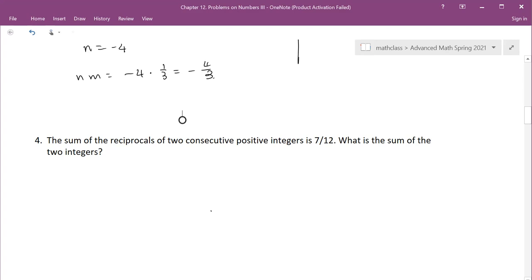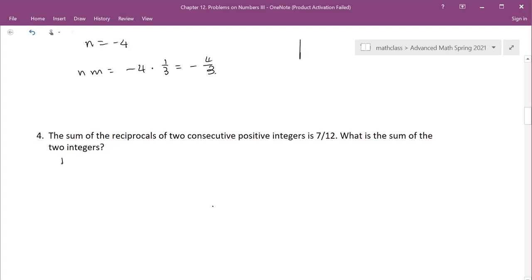So let's try to do it in a couple of ways. One is n plus, this is the sum of reciprocals of consecutive integers, and this is supposed to be added together. So you add them together. It's going to be n plus 1 plus n, so it'll be 2n plus 1 over n times n plus 1. And that's supposed to be 7/12.